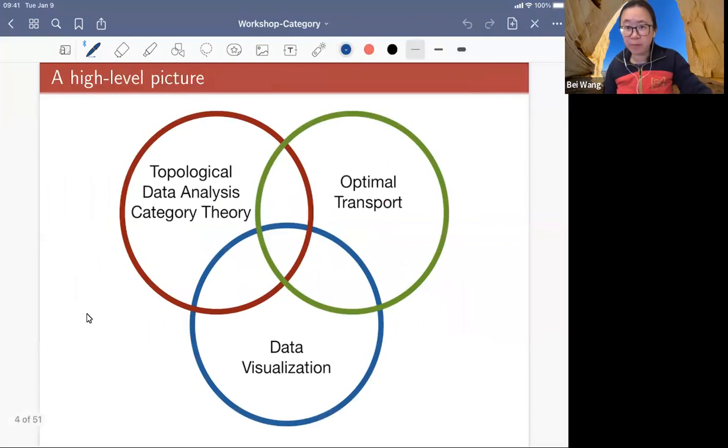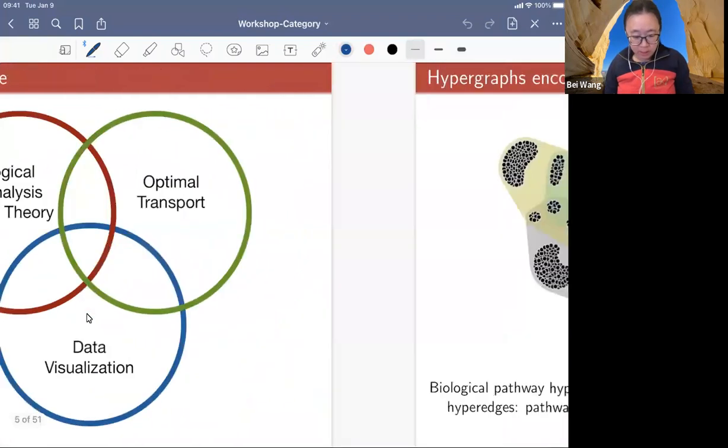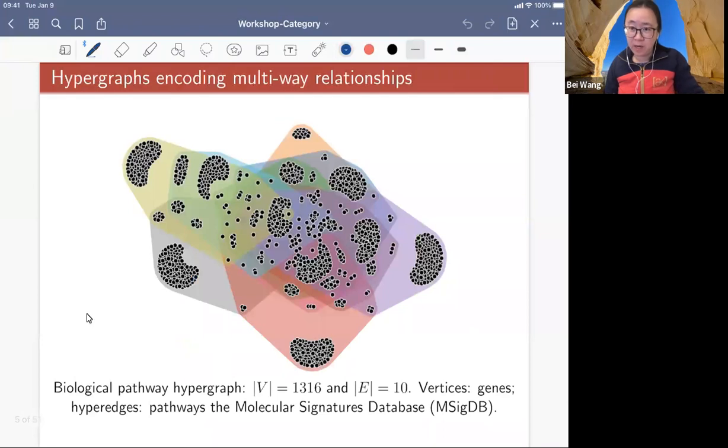So the high-level picture is that the talk I'm giving today is at this very nice intersection that I'm quite excited about. It's the intersection between optimal transport, data visualization, and of course TDA, with a little bit of category theory thrown into the mix. So let's start with hypergraphs.